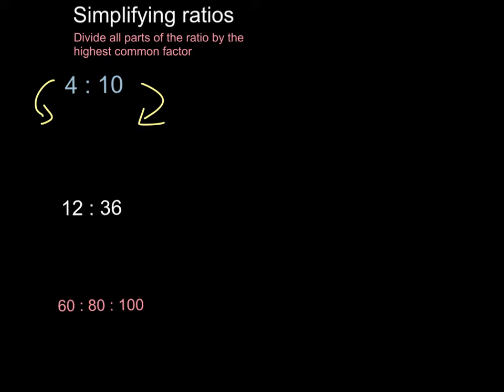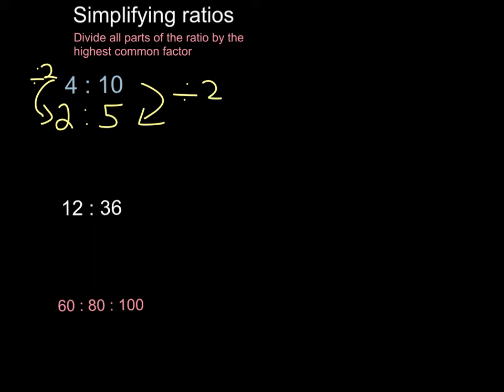So they are both even numbers. Always look out for even numbers because that means you can make the maths easy and half them. Half of 4 is 2 and half of 10 is 5. Always check your answer. 2 and 5, think about the factors of 2.